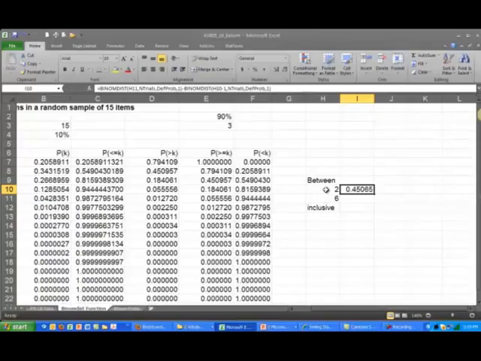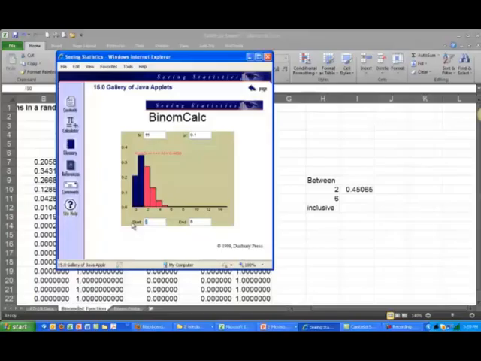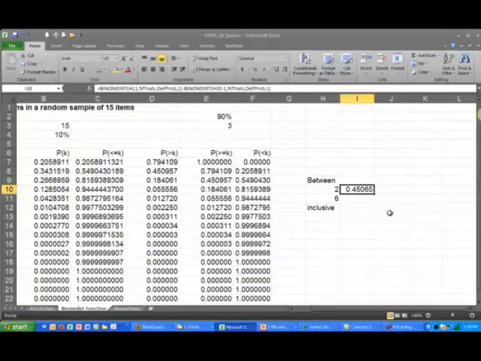All right. If I ask the same question, except now instead of saying inclusive, I said exclusive. I want to exclude 2 and 6. Here now I'm only interested in 3, 4, and 5. Well, I'm going to leave it to you to see if you can figure out how you'd modify this formula to get the probability of being between 2 and 6, exclusive of those two boundary values.